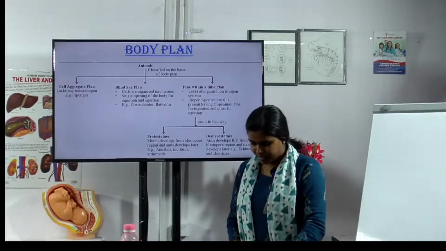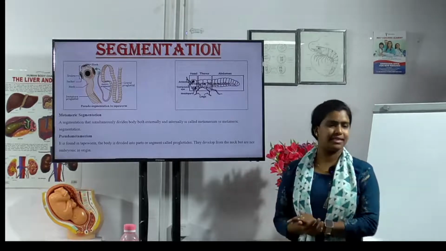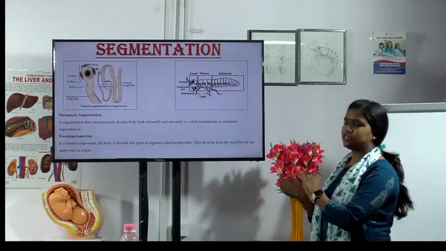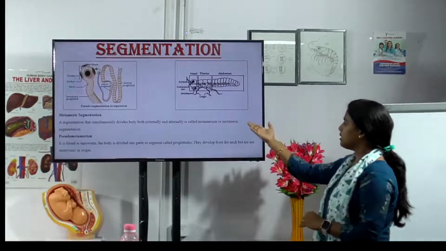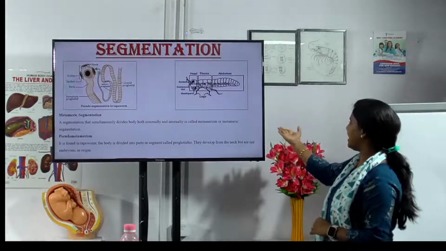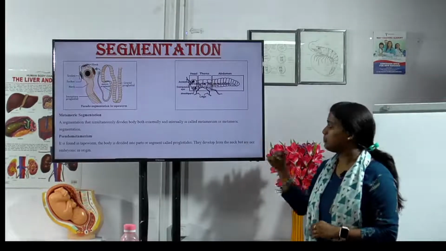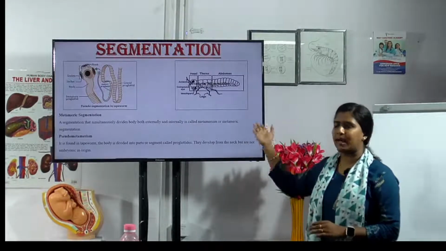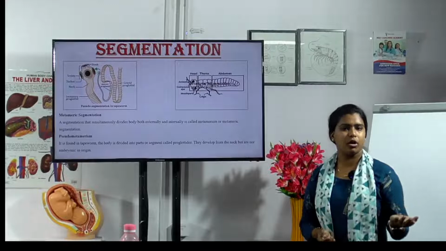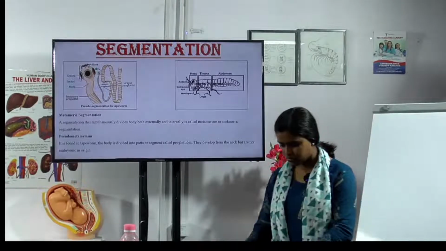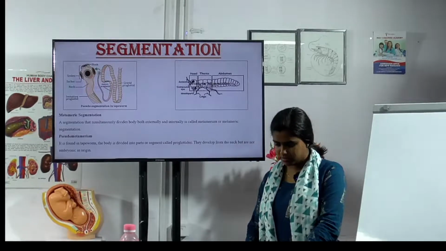Okay. Next is segmentation, externally and internally. Segmentation is of 2 types: one is metameric and the other is pseudo-metamerism. Metamerism is when the body divides both externally and internally. In pseudo-metamerism, the body part is divided into many parts. Metamerism is only external and internal, whereas in pseudo-metamerism, however many parts the body has, it divides into different parts or segments, called pseudo.